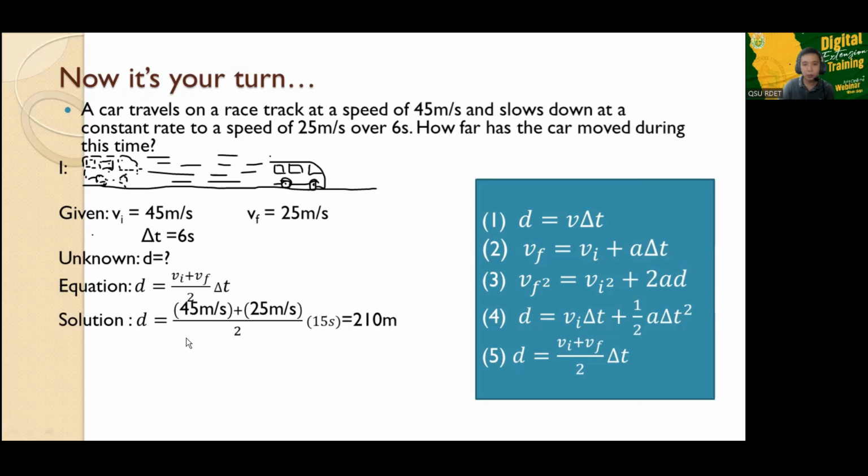And lastly, solution. So we just need to plug in the values. VI is 45 meters per second. Right? VF is 25 meters per second, all over 2 times 6 seconds. And the answer is 210 meters. You are correct. Stated simply, the car had traveled 210 meters after 6 seconds.